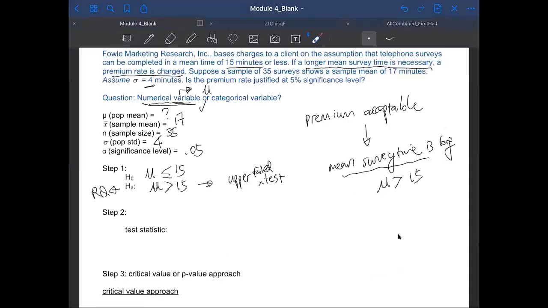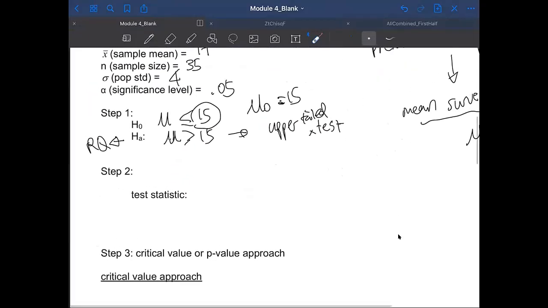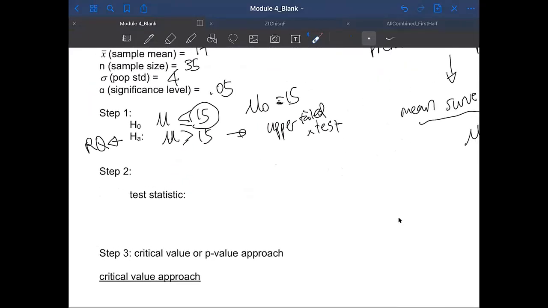Okay. So this is an upper tail test. Upper tail test means we are looking for evidence that it is higher than some threshold. And the threshold we have here is 15. And 15 is going to be mu0, right? Mu0. This is going to be helpful because we are going to plug mu0 into our formula. Okay. So we are done with step 1, and we're going to move on to step 2. Step 2 is the test statistic.